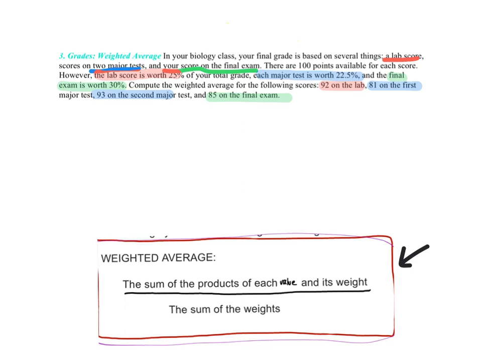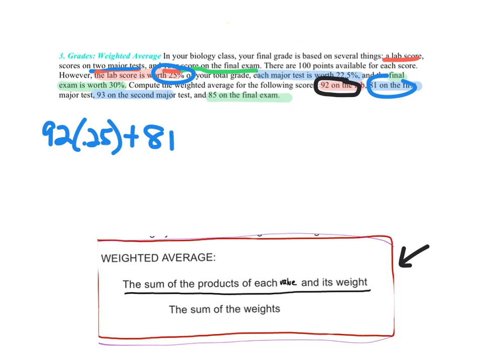So here it says that your lab, you got a 92, so we're going to take the 92 and we're going to multiply it by its weight, and the lab is worth 25%, so we'll go 0.25. And then we're going to add to that each of your test scores. Here it says on the first test, you got an 81. Each test is worth 22.5%. If I move the decimal point 2 places to the left, that is 0.225.